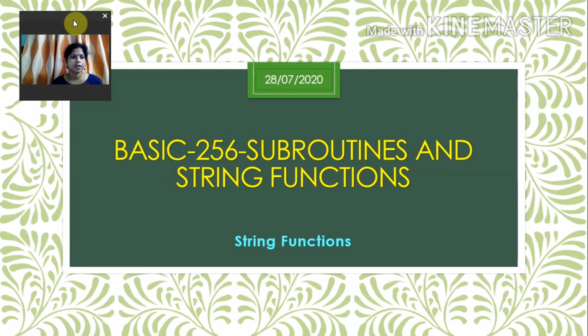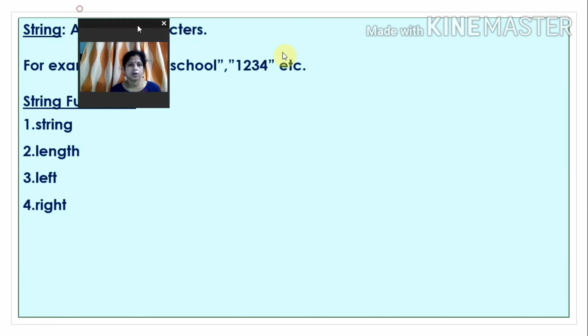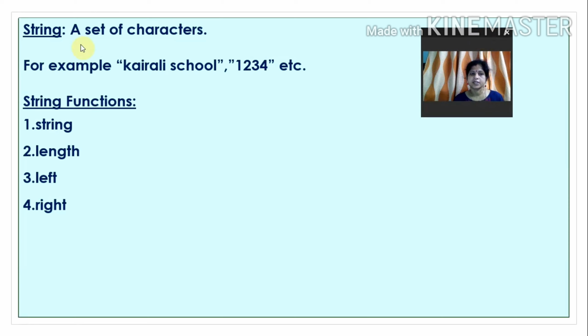So we are studying about BASIC 256 subroutines and string functions. Today we'll learn about some string functions. Before that, we should know what a string is. A string means a set of characters. When they combine together, that forms a string. For example, Kerala school: some characters combine together, so that is a string.